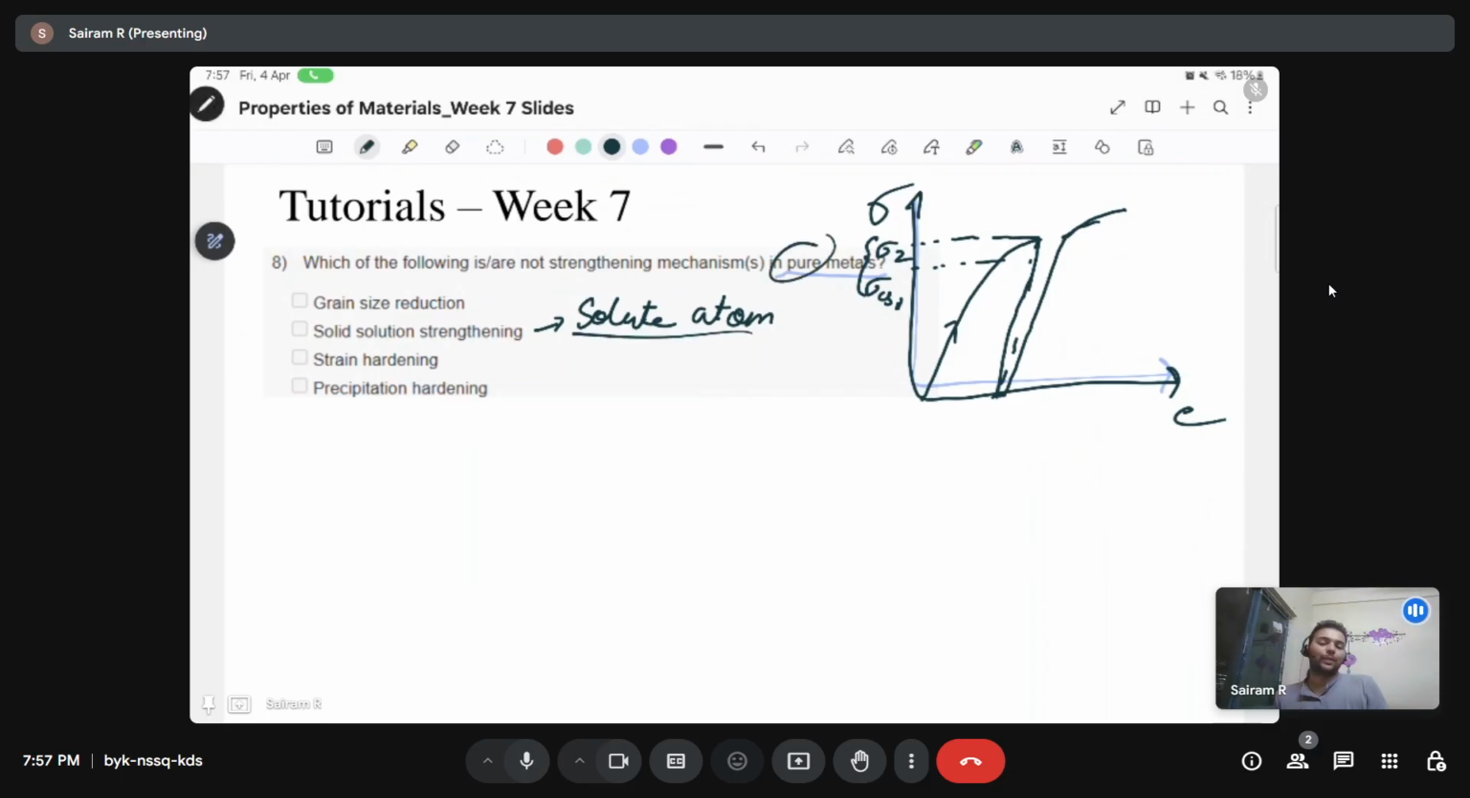Okay. Next is precipitation hardening. Very similar. This solute atom might have a solubility limit in my material. So again, even for precipitation to form, I still need a solute or alloying element.